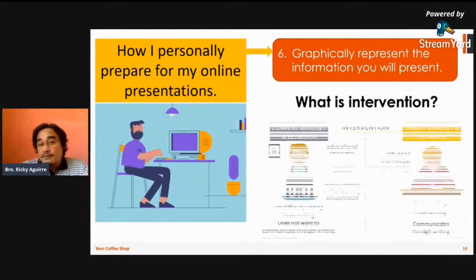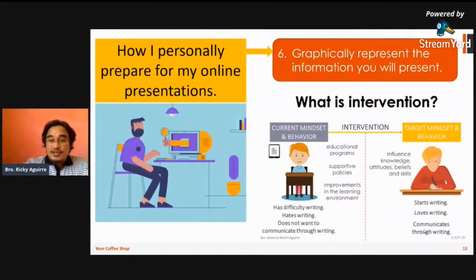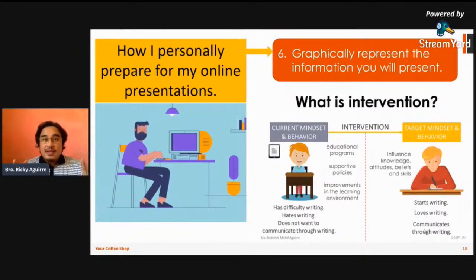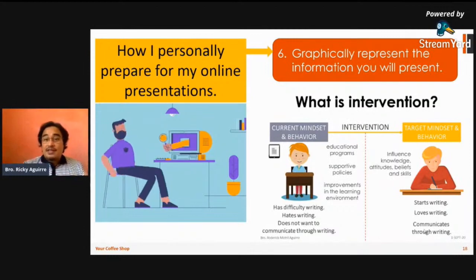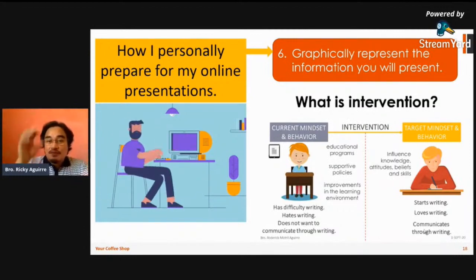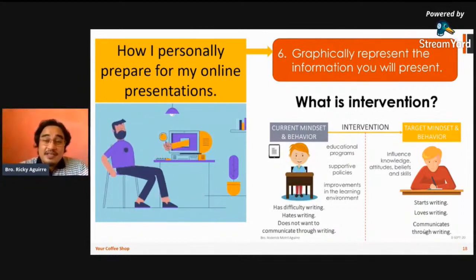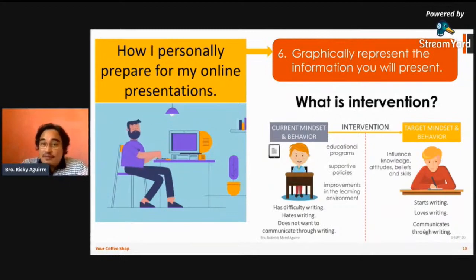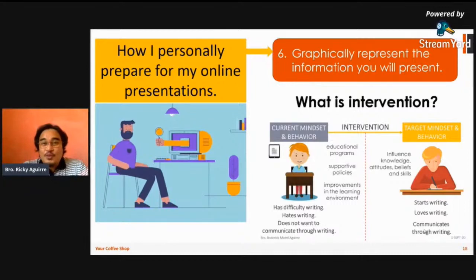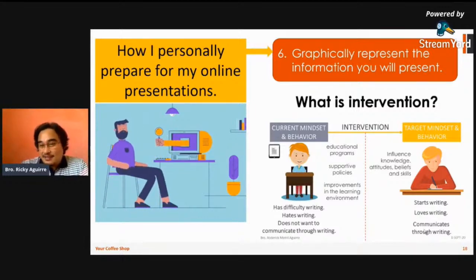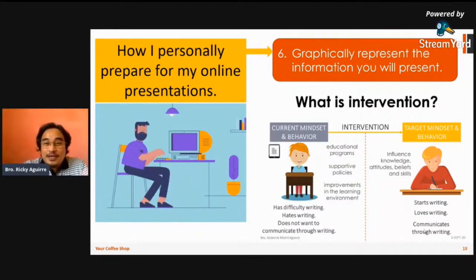A good example would be, yesterday I had a question, what is intervention? So instead of typically putting all of these words in one paragraph, what I did is I represented the paragraph into a graphical presentation, all right? So current mindset, transitioning it to our target mindset would be the intervention. So if you would like to know how I presented this, you may want to review my presentation yesterday on intervention activities for students with writing difficulties. So, all right, that's how I do it.